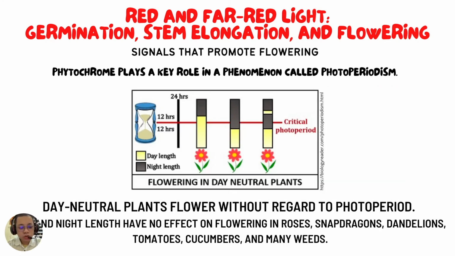And we also have the day neutral plants, which flower without regard to photoperiod. So they are day neutral plants. They don't really care about their exposure to the sun, whether they exceed 12 hours or do not reach the 12 hours, they will still bloom. Examples of these are roses, snapdragons, dandelions, tomatoes, cucumbers, and many weeds.